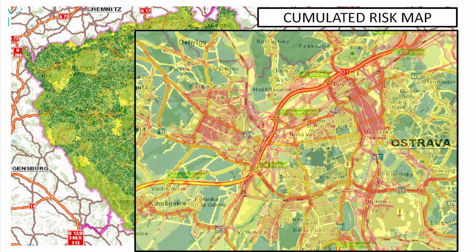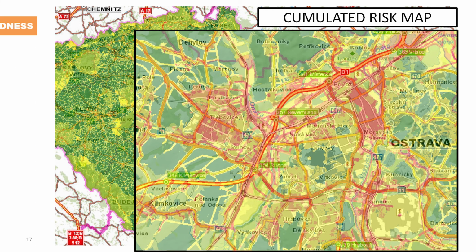If you put the two maps together, it's very interesting because you can see there are not too many places where there is a red problem. The red problem is inside this big highway, for example. And you can see more information about the city, the big city of Ostrava in the Czech Republic, and more information about the cumulative risk map together.